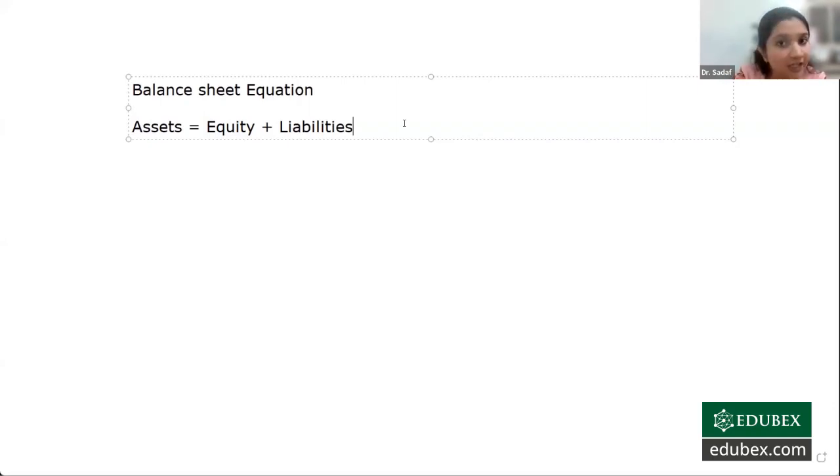If there are any questions related to the balance sheet, please write in the chat box. I'll be using the whiteboard also, so if you want, you can note it down and make your own notes as well.